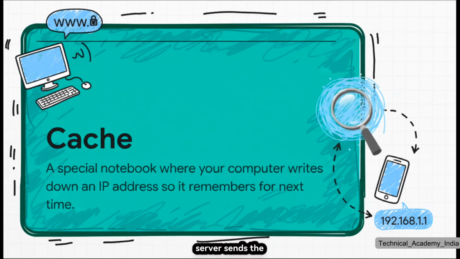Once that DNS server sends the IP address back, your computer doesn't just use it and forget it. No way. It writes it down in its own special notebook, the cache, so that the next time you visit, the answer is right there, instantly. The system literally learns from every request.